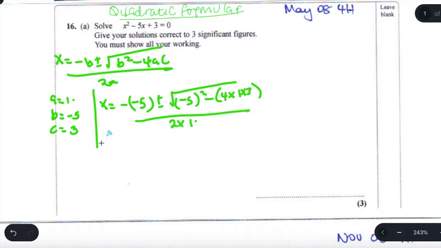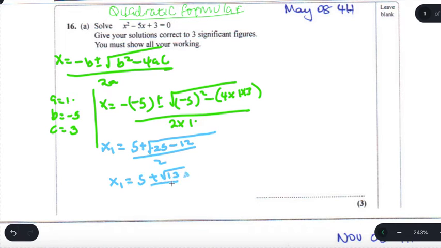At that point we can now get the first value of x: 5 plus or minus the square root of 25 minus 12, all over 2. So our first value of x will be 5 plus root 13 all over 2, and our second value will be 5 minus root 13 all over 2. Remember to give your answer to 3 significant figures.